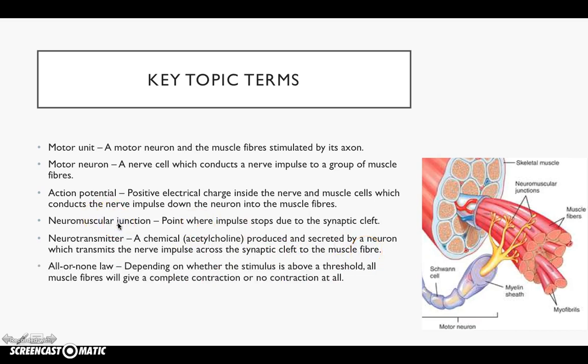All or none law: depending on whether the stimulus is above a threshold, all muscle fibers will give a complete contraction or no contraction at all. So these are the key terminology that you need to know with regards to the nervous stimulation of a motor unit. So the motor unit's all of that together.